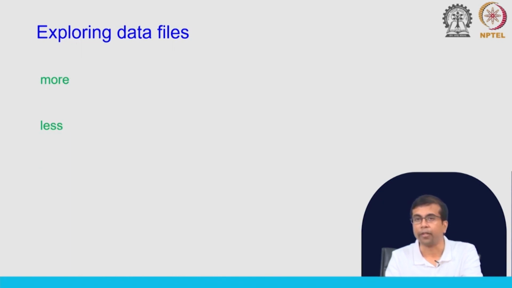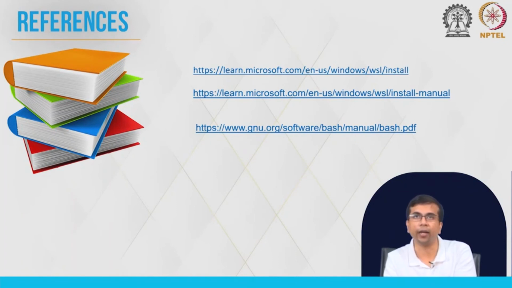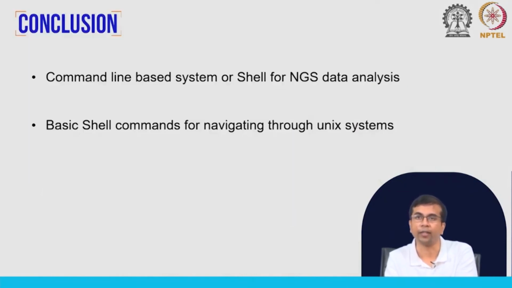So, we have explored all these commands, and we have seen how to use them, and how they help us in exploring and seeing these data files. And here are the references that we have used for this class. To finally summarize, we will use a command line based system or shell for NGS data analysis, and I have mentioned how you can set up this shell in the case of Windows based systems. In Linux and Mac, you have the terminal already available, and we have also discussed some of the basic shell commands that allow us to navigate through this Unix system. In the next class, we will discuss a few more commands that will be very, very helpful.